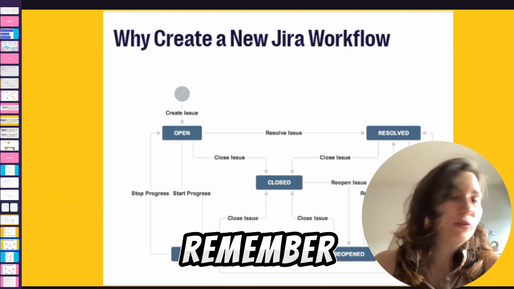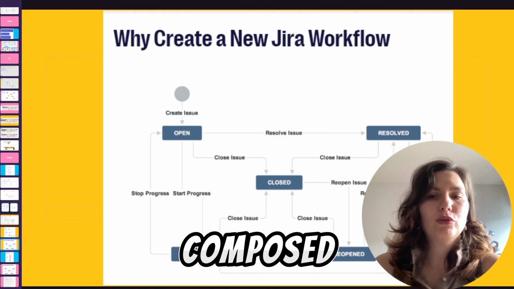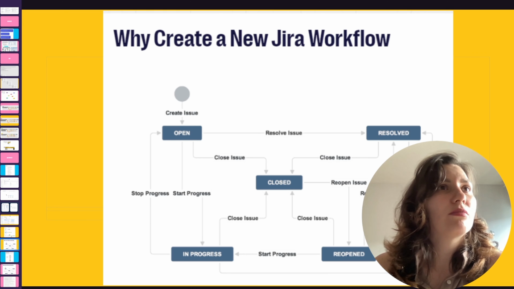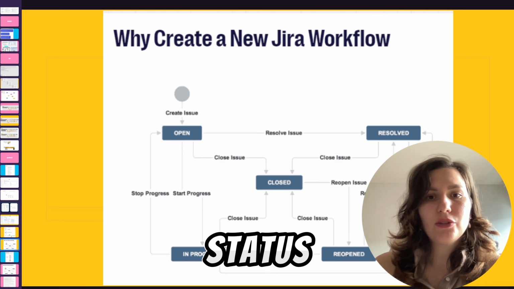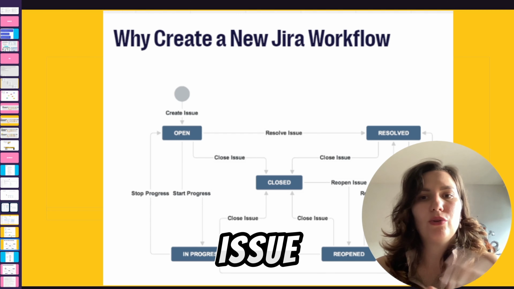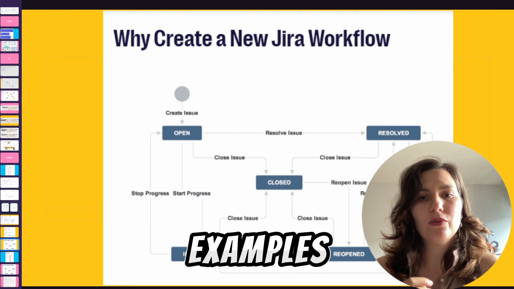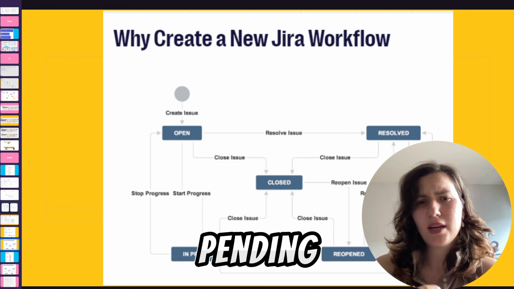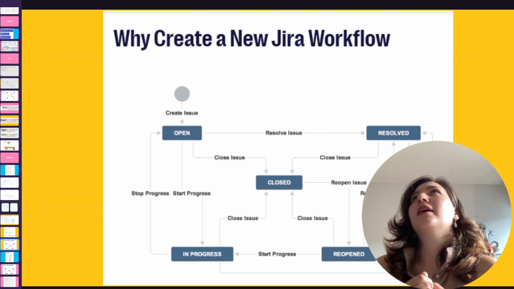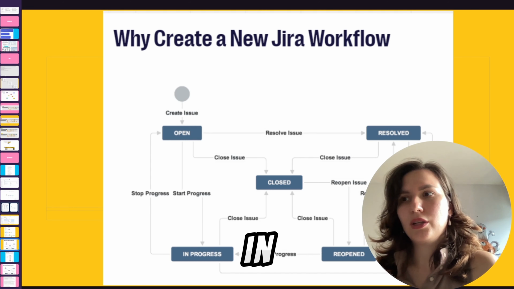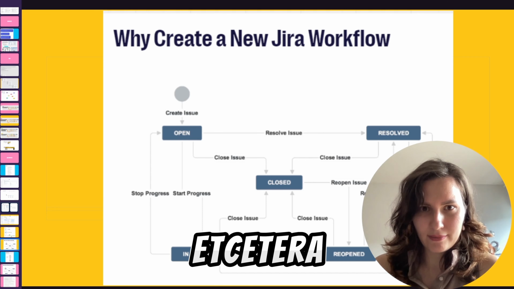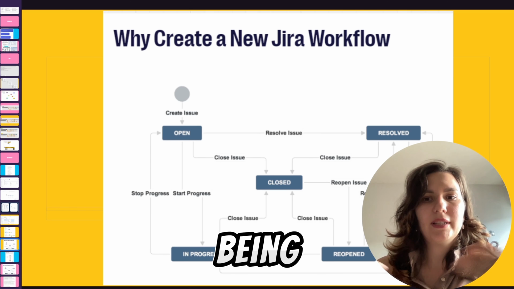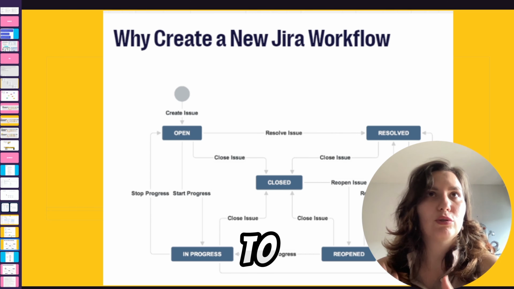We need to remember that Jira workflows are composed of three unique elements. First, status. A status indicates where the issue is within the workflow. Some examples may include open, in progress, in review, scheduled, pending, awaiting, blocked, testing, etc. Second, a transition represents the action being taken to move an issue from status to status.